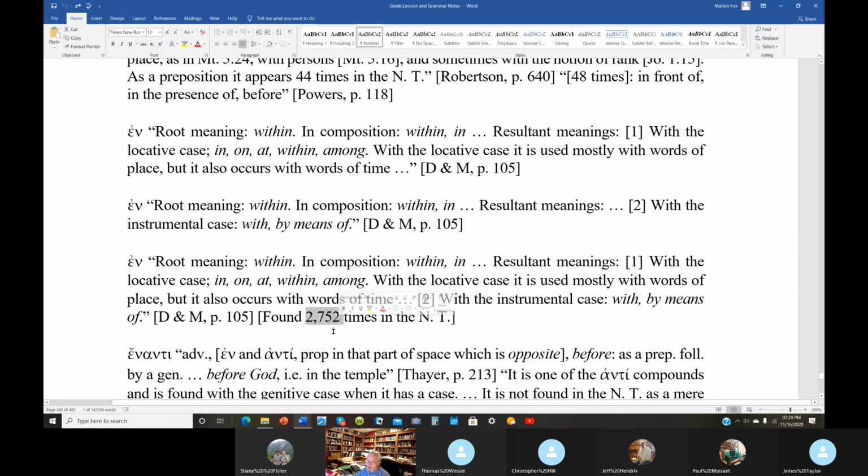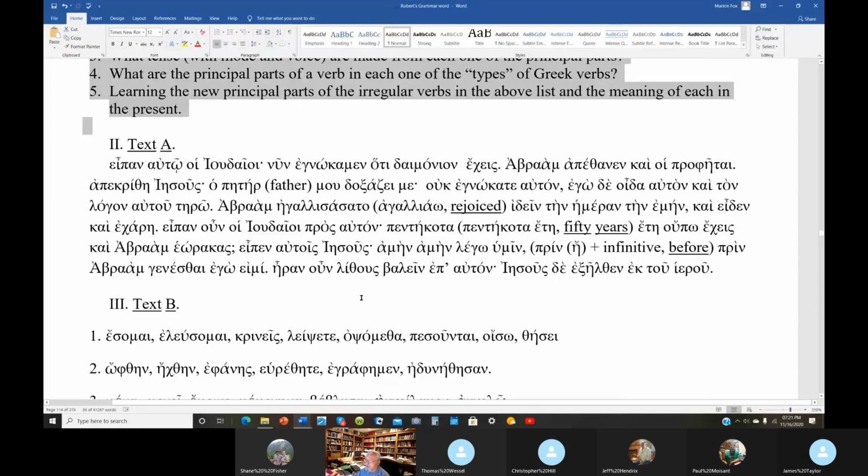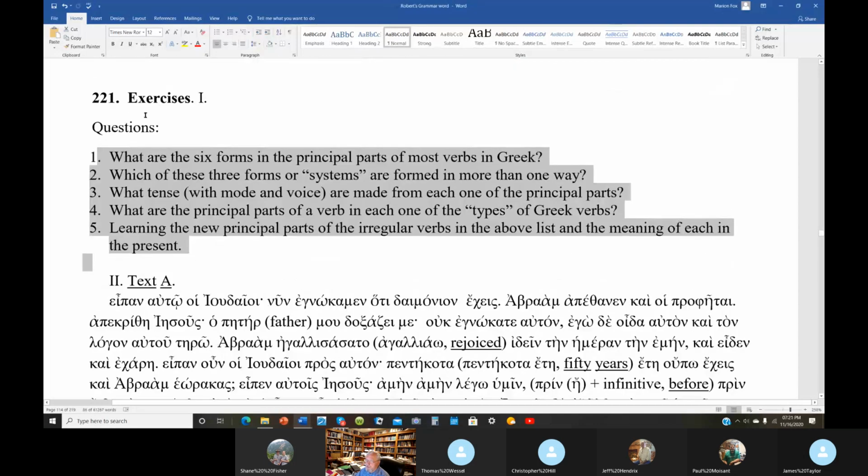I don't know how many times it's found. 2,752 times. That's something you better learn. That's a bunch of times. So do you see, you have to look and see what case of noun it's used with, sometimes with some of these. And so sometimes they'll have different meanings. And the root meaning won't follow through necessarily. Okay. I've gone over, but we're trying to cover this as much as we can. I'm going to go back to our book. We'll start here with section 221 next Monday night.